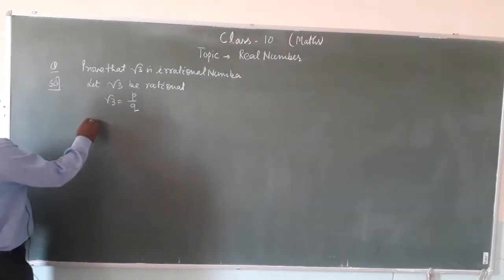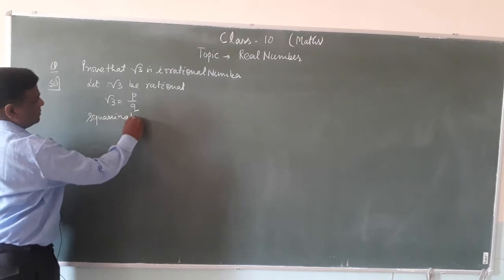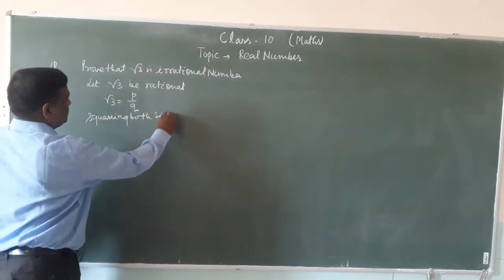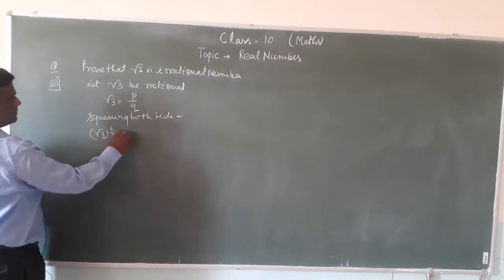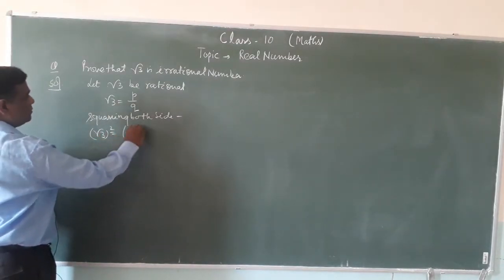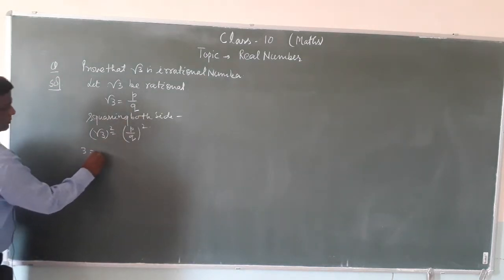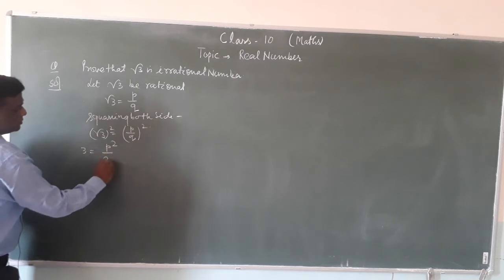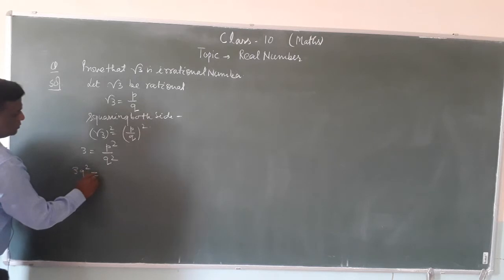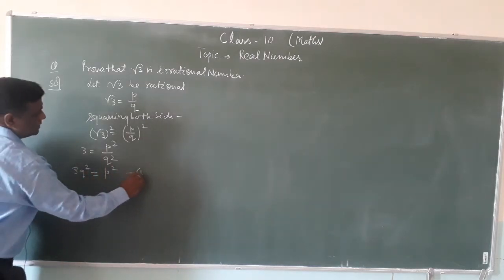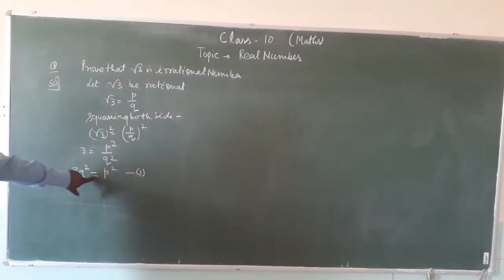Squaring both sides, we take root 3 squared equals p upon q whole squared. Now this can be written as 3 is equal to p square upon q square. Now take this here: 3q square is equal to p square. This is equation 1. Here we write 3 divides p square.